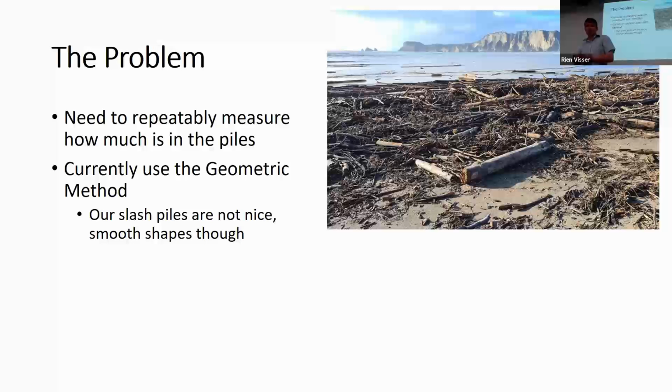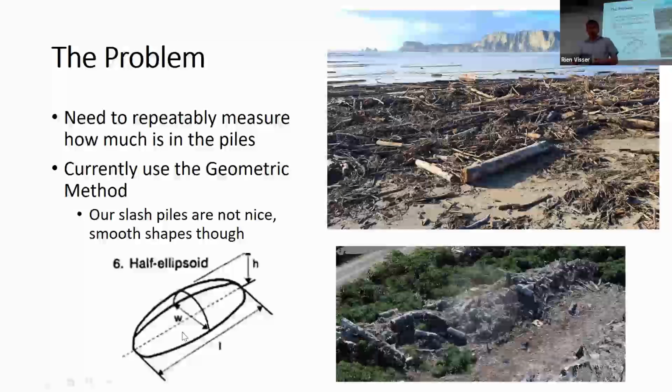so that we can better manage them. Currently, we're using the geometric method, which involves approximating our piles using some geometric solid, which is a nice smooth shape that we can easily calculate the volume of using some basic length, width, height measurements. But then if we get a slash pile like this, which is best approximated by the upper ellipsoid here, it is only a best approximation. That shape does not entirely mirror the shape of that pile. So we're missing some volume and we're not getting an accurate representation.